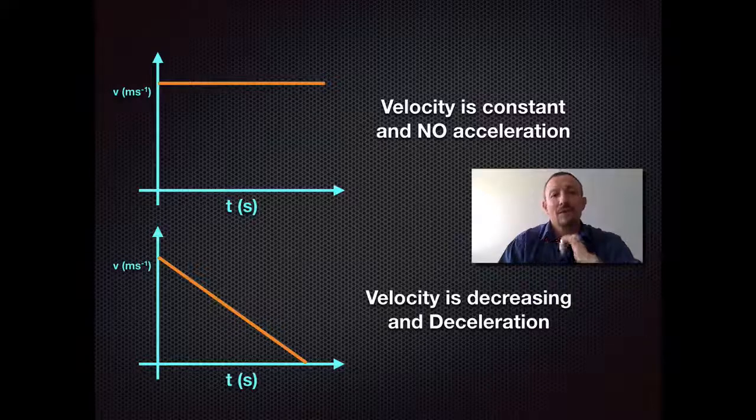So if the line is sloping straight up, then we've got a constant acceleration because our speed is increasing. If we've got a horizontal straight line, our velocity is constant and there is no acceleration. And if our line is moving straight downwards, then we've got a constant deceleration as our velocity is decreasing. So let's put all this into practice.